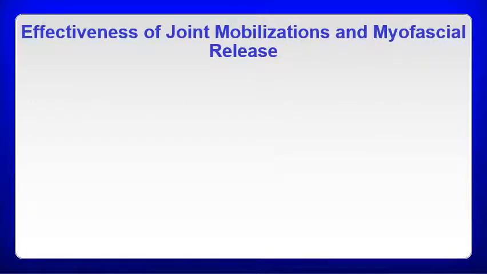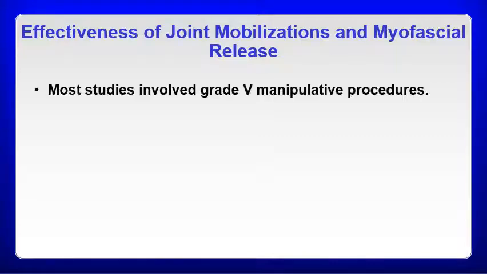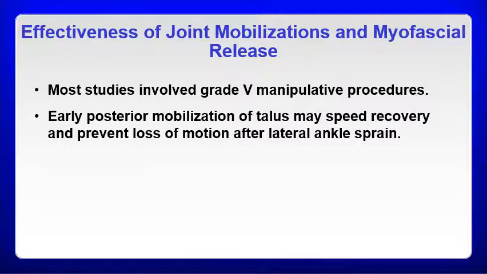Now, if we just look at the effectiveness of joint mobilizations, myofascial release, and just other different types of manual therapies, most studies involve grade 5 manipulative procedures. So what that basically means, we don't do manipulations. We look to basically perform lower grade procedures. So, most of the studies you're going to find are going to be on those grade 5. So it does make some things difficult. However, we have discovered some things.